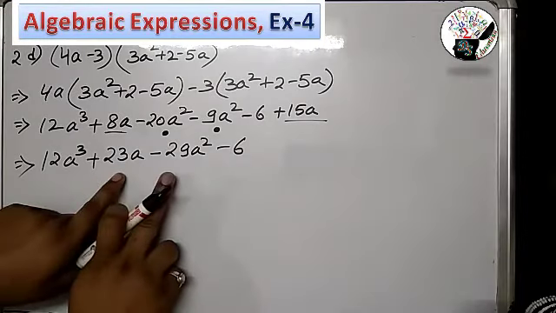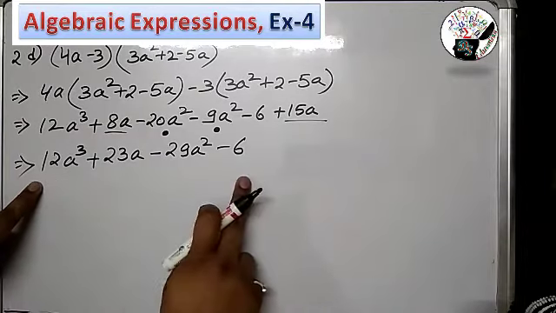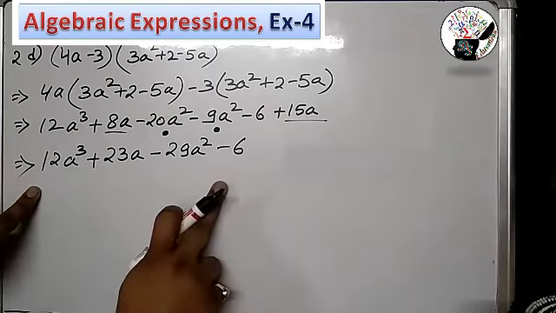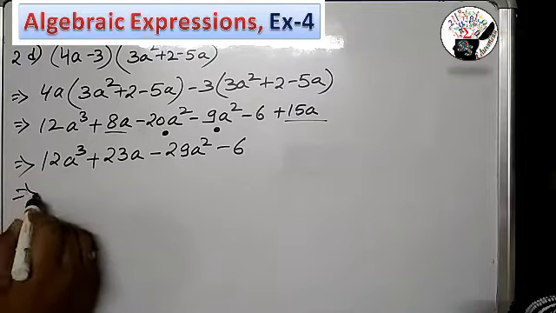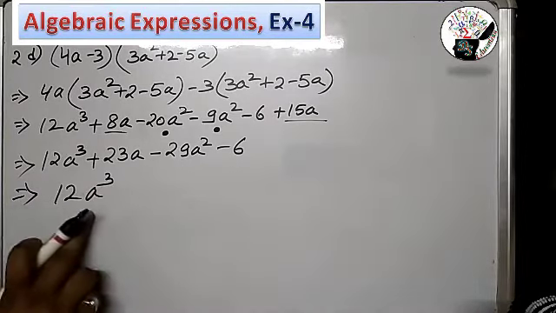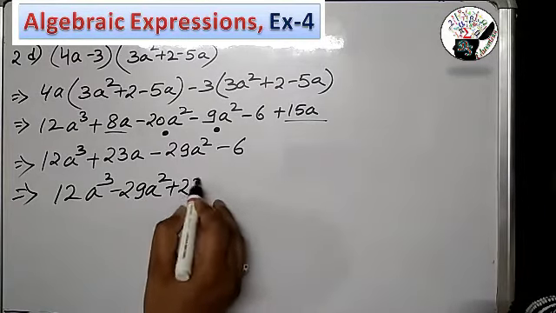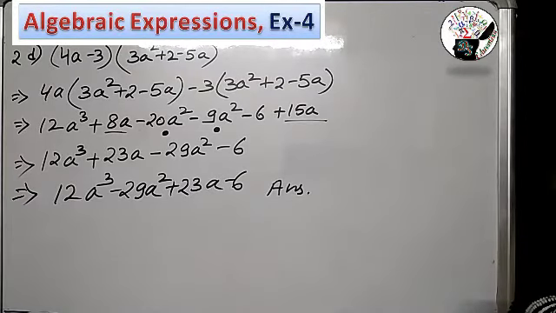Now see, after solving, the expression is not arranged in a systematic way, that is highest power to lowest power. See, it is a over here and a square is over here, so we will arrange it in the descending order, that is 12a to the power 3 minus 29a square plus 23a minus 6. This is your answer, after arranging it in a proper format. Okay, moving to the next question now.